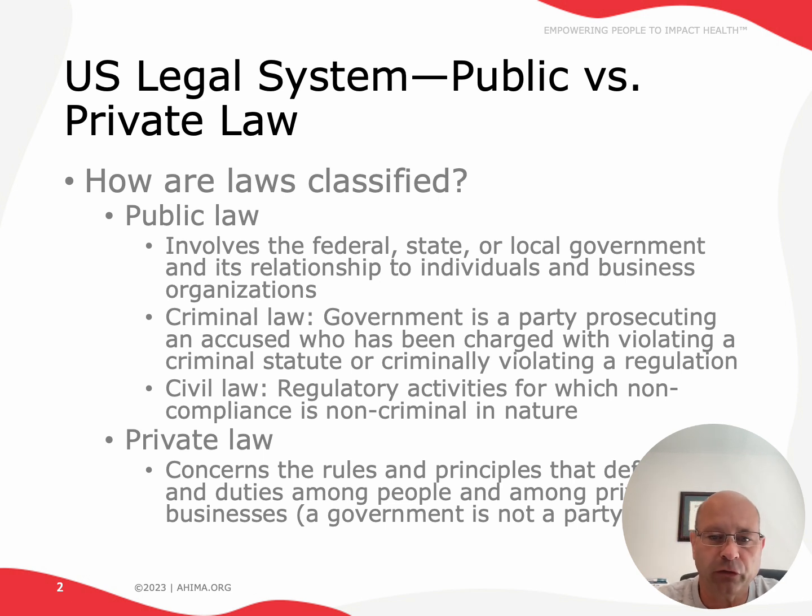Let's start with the fundamental question of how laws are classified. Think of the legal system as having two main buckets, public law and private law. The key difference? Whether the government is involved as a party in the legal matter. Public law involves the federal, state, or local government and its relationship to individuals and business organizations. The government is always one of the parties in these cases.